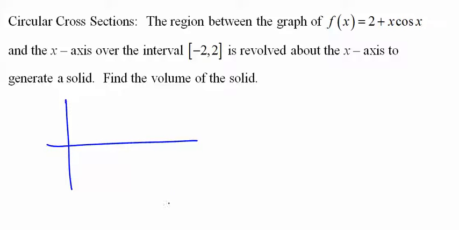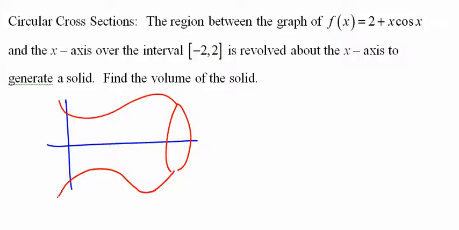So 2 plus x cosine of x, which is a bizarre little curve. I'll do my best to draw it. This looks like the vase I just drew. It's lying down. We revolve it around the x-axis, so something like that. And it's out here from -2 to 2. So we're revolving this around the x-axis.